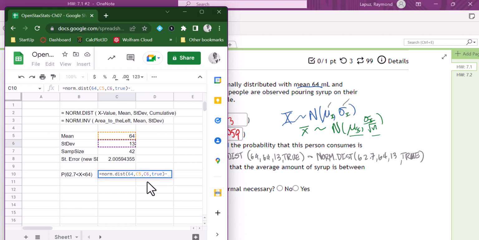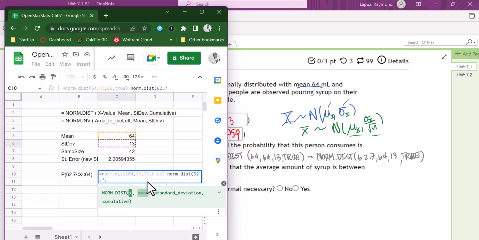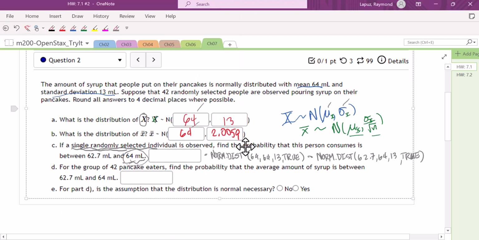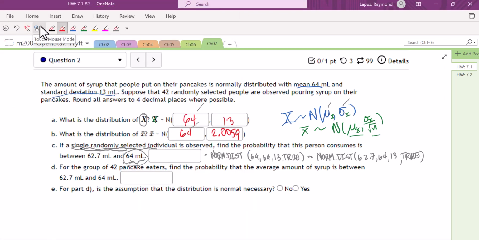And then we're going to subtract out norm.dist. And then here we put in 62.7, comma, and then we select the same mean, comma, the same standard deviation, comma, and then true. And then we're going to get this value, which is 0.0398. So we get 0.0398.